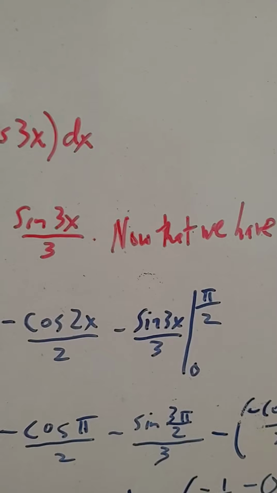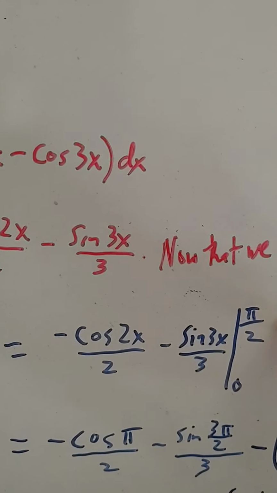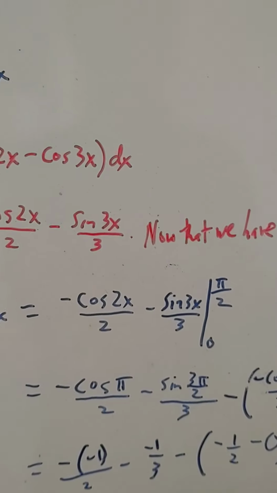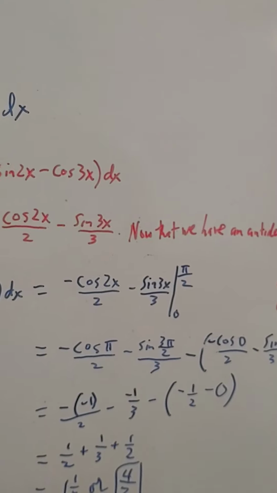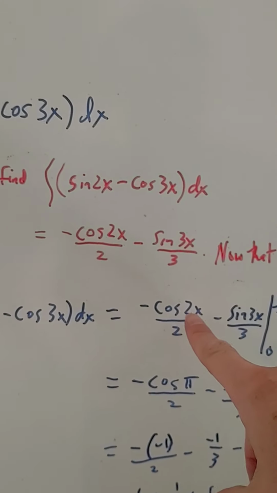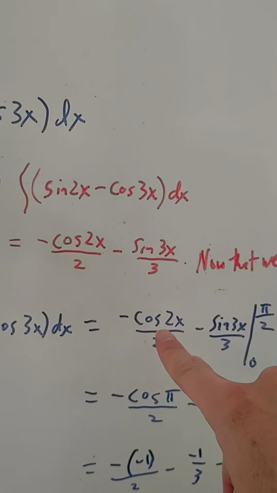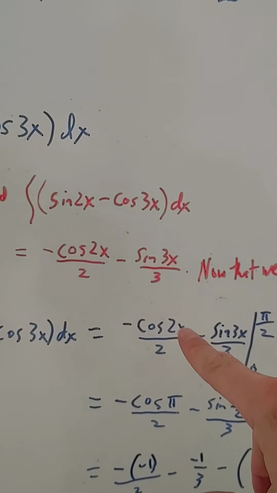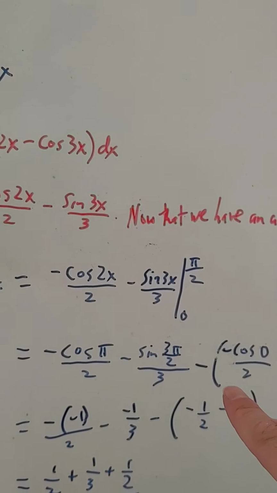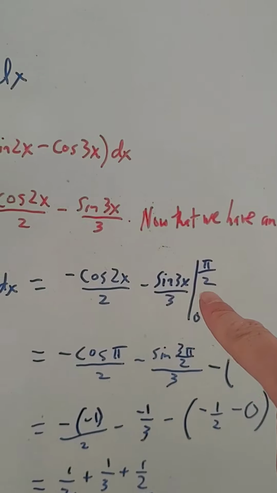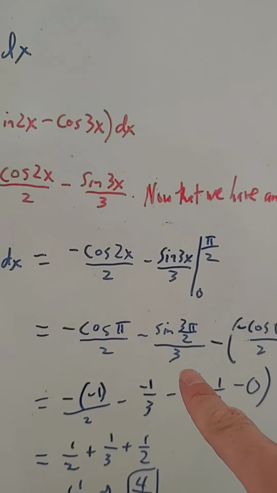Now you always start off with the upper limit. Wherever you see an x, you're going to write pi over 2. So this is now going to equal the negative cosine of pi over 2, because if x is pi over 2, what's 2 times pi over 2? The 2's cancel, you just get pi. So that's where that pi came from. Minus the sine of, when x is pi over 2, what's 3 times pi over 2? 3 pi over 2. And then it's all over 3.